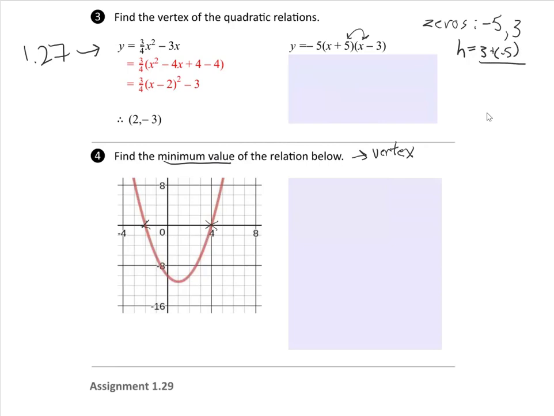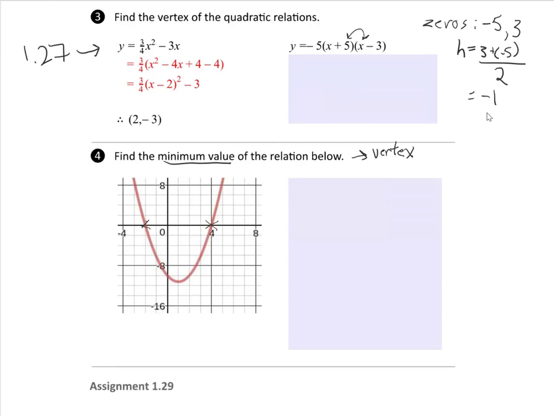You could have -5 plus 3 all over 2. We're just averaging out those 2 points. We're finding out what's in between, what's the exact midpoint. And the exact midpoint for h is -1 because 3 minus 5 is -2. -2 divided by 2 is -1. So now we know the h value.